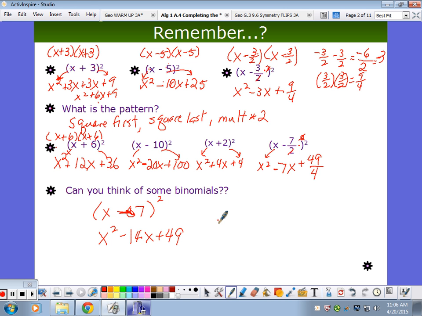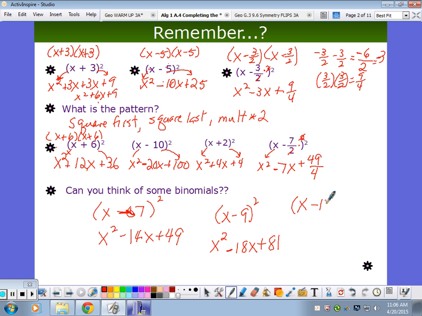Let's try that again. Okay, x minus 9 squared. X squared minus 18x plus 81. Well, two people kind of have it. I think two people are sort of doing it. Let's try this again. Let's make it a hard one.